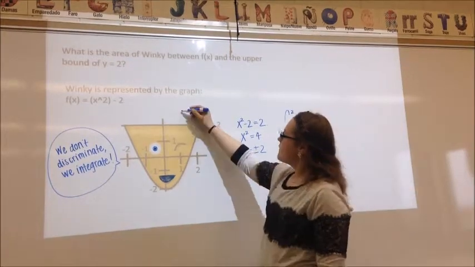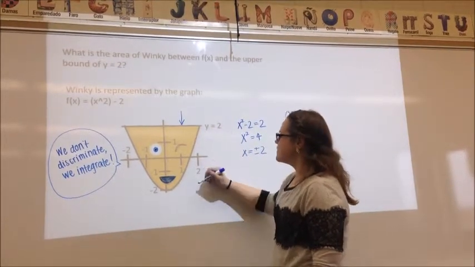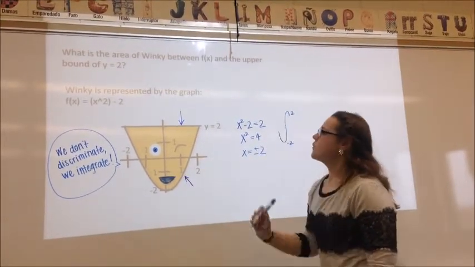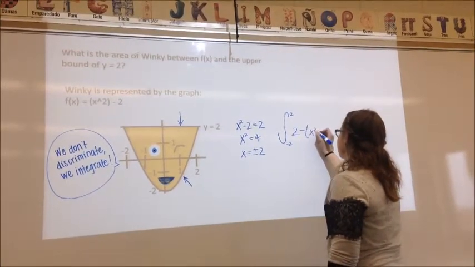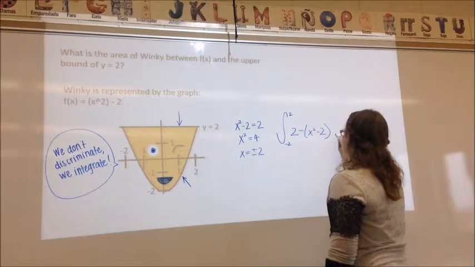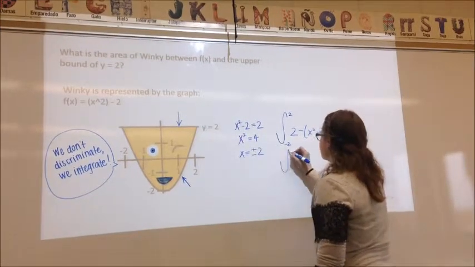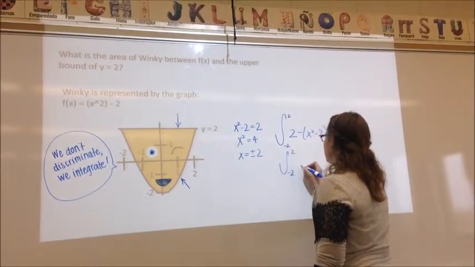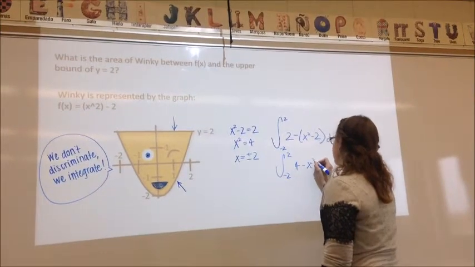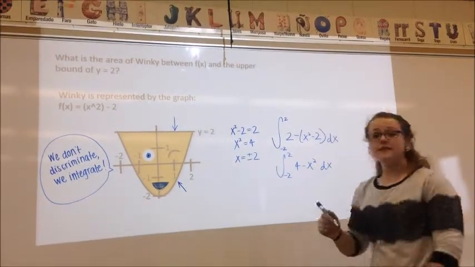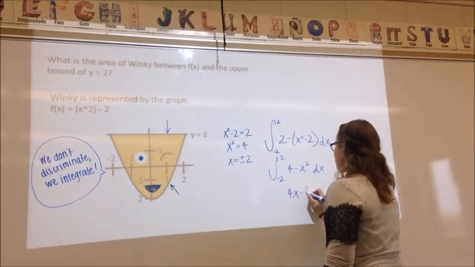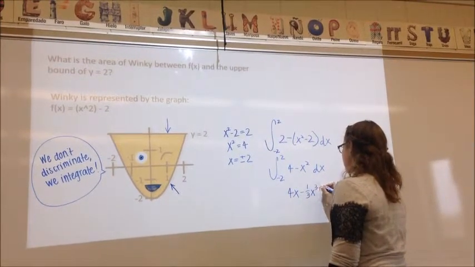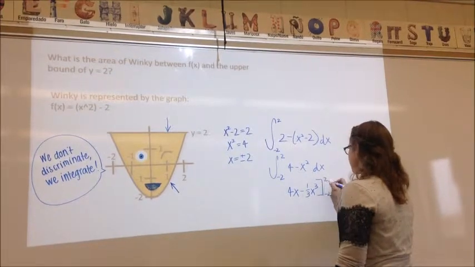And then you do the top function, which is y equals 2, minus the bottom function, which is x squared minus 2. 2 minus x squared minus 2, which can be simplified to the integral from negative 2 to 2 of 4 minus x squared. Now we find the antiderivative, which is 4x minus 1/3 x cubed, from negative 2 to 2.